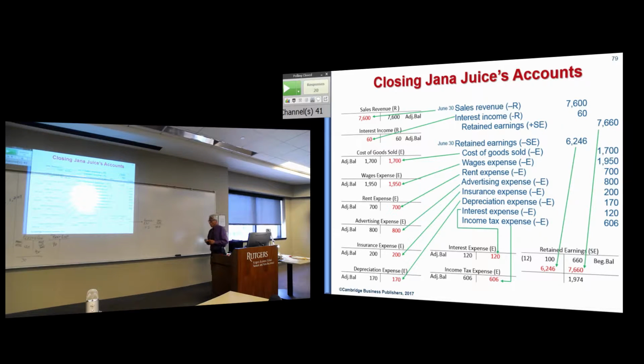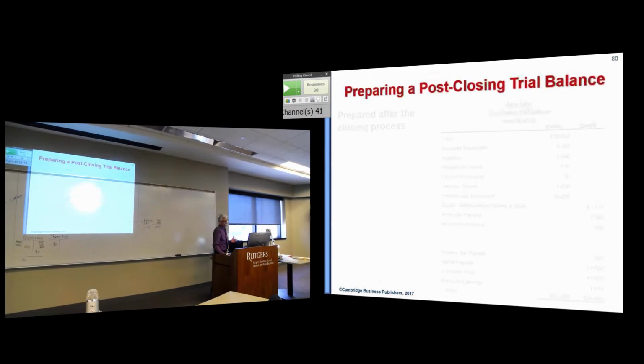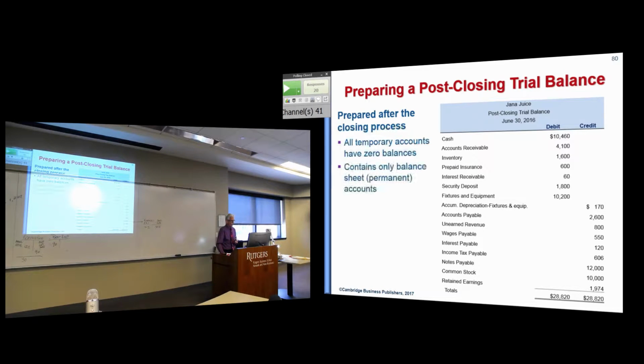So it's a relatively simple process. This is purely bookkeeping. It's designed to zero out revenues and expenses so they start next year with a fresh 0 balance. And it permanently moves the income into your retained earnings account. And that's the goal. Relatively simple. And when that's completed, you generally take a post-closing trial balance.